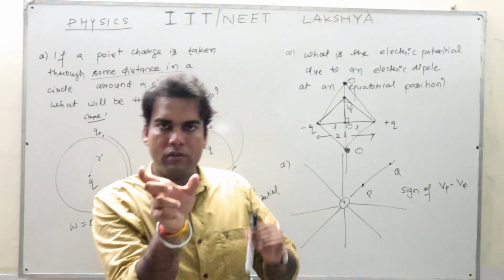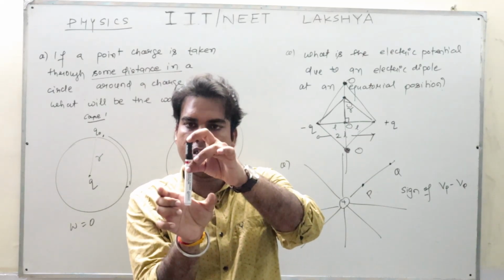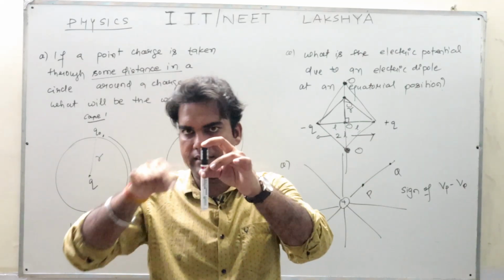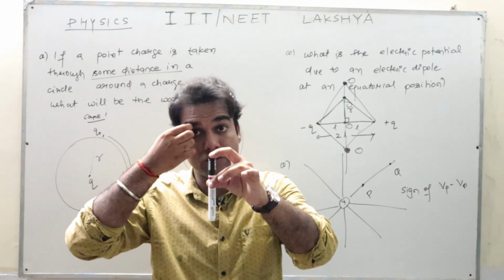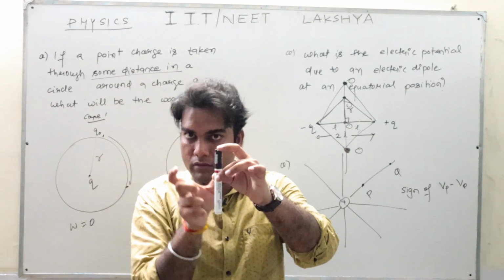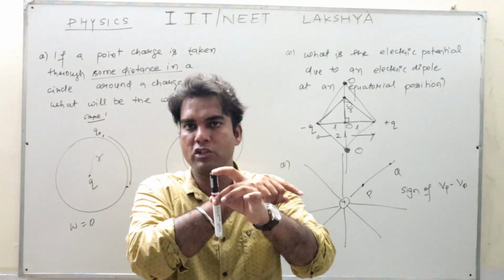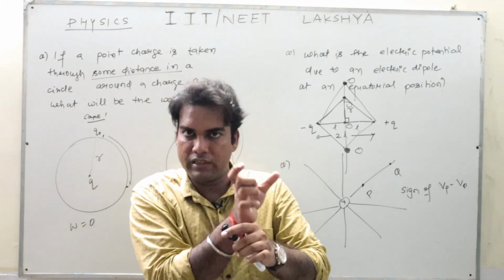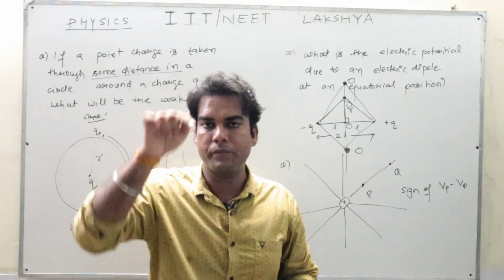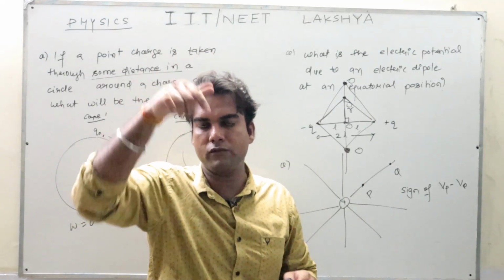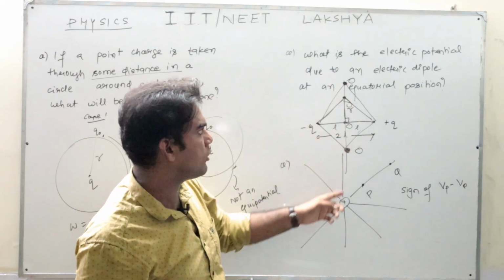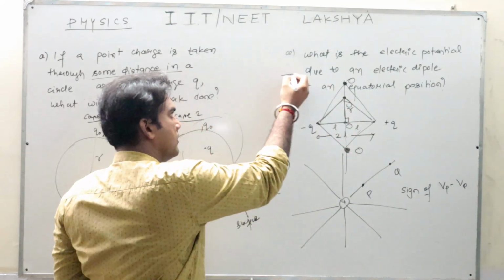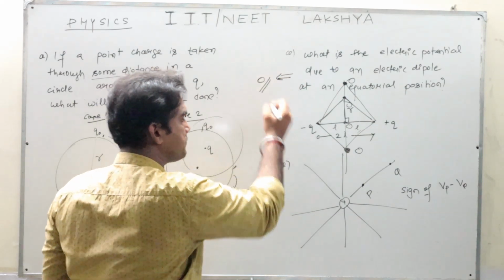Here is a dipole, this is your equatorial position. At this point, this distance is under root L square plus r square. If you find the potential due to the negative charge, it is k of minus q upon that distance. Similarly, due to the positive charge, k of plus q upon that distance. Since both the distances are the same, potential being a scalar quantity, add both of them and you will get 0. So potential here is 0. At every point on this equatorial position, potential is 0. So my answer is 0.